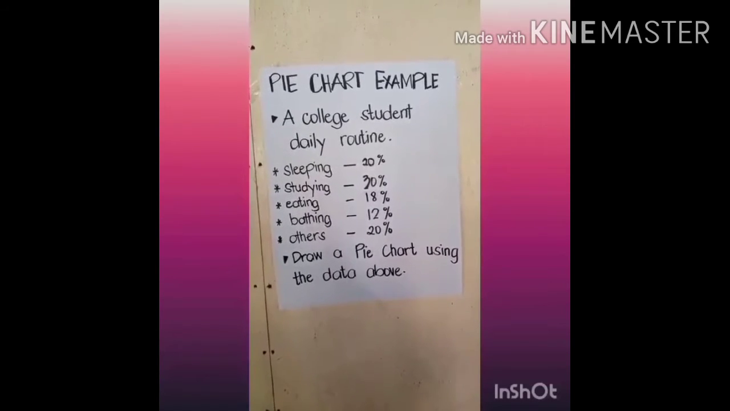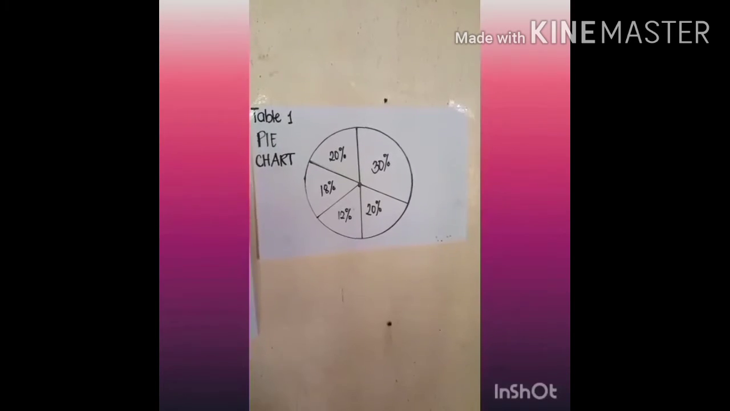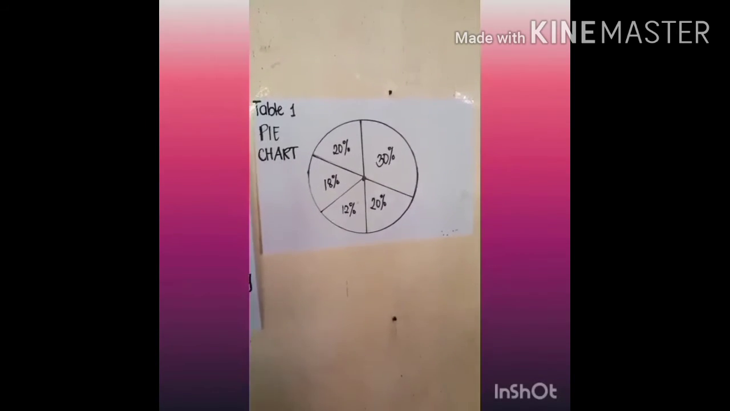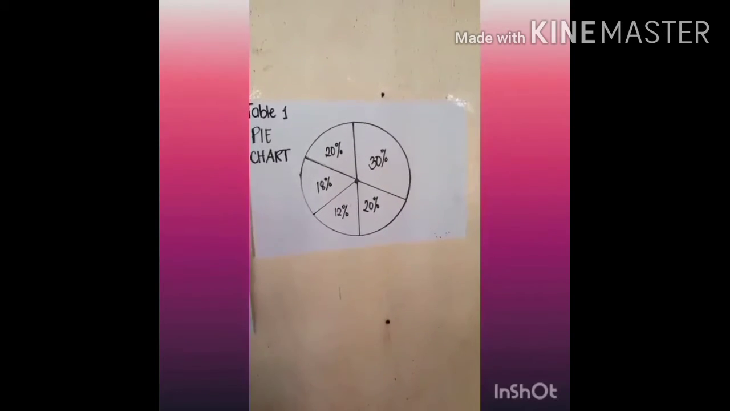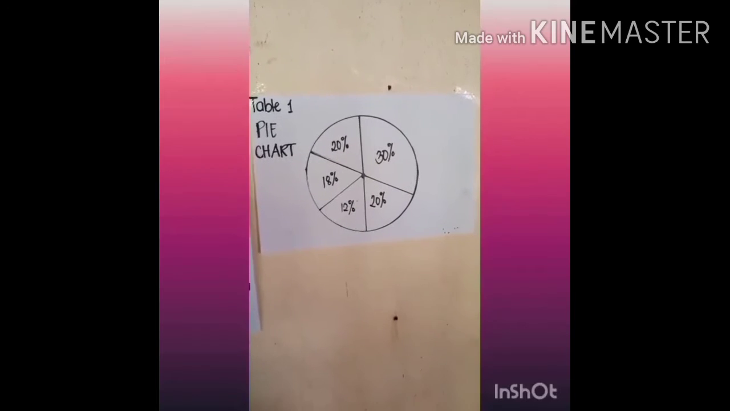For example, a college student's daily routine. So, draw a pie chart using the data above. It is a table that illustrates a pie chart. 20% is for sleeping, 30% is for studying, eating is for 18%, bathing is for 12%, and others is for 20%. In a graph, there are two classifications of bar graph. It is a bar chart and a histogram.